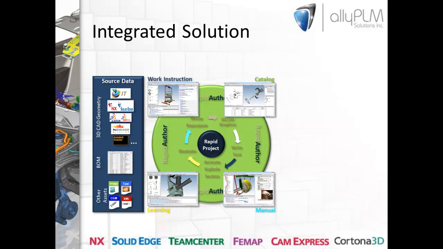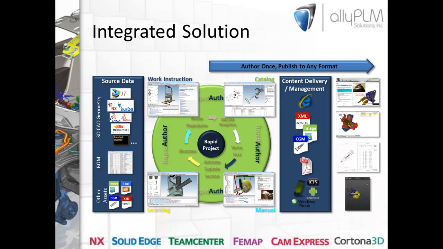The beauty of a rapid project is that we only need to import the data once and then can open that project in any one of the modules to create whichever type of technical publication we desire. Once we're done with the authoring process, we can then publish that document out to an array of different formats such as web-ready HTML or XML, hard copy PDF, or even to a tablet or a smartphone. The whole idea here is that we author once, publish to any format. We're trying to reuse the work that we've already put into it. We don't want to have to go start from scratch each time we want to create a new document.